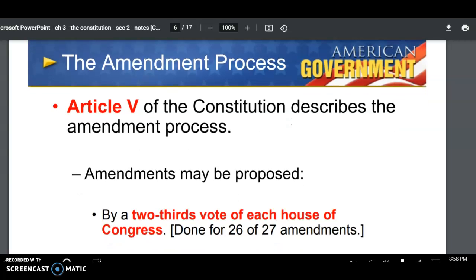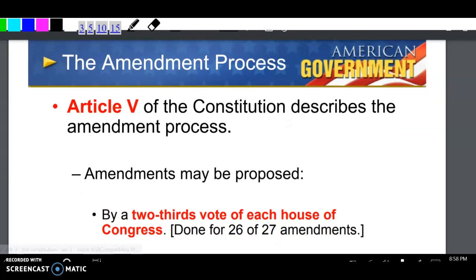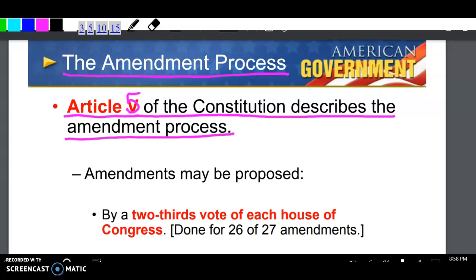The next heading is the amendment process. So this is how do you actually make an amendment to the Constitution? This is the process that the framers of the Constitution created when they wrote Article 5. So Article 5 of the Constitution describes the amendment process. So how can an amendment get started? Amendments may be proposed by a 2/3 vote of each House of Congress.